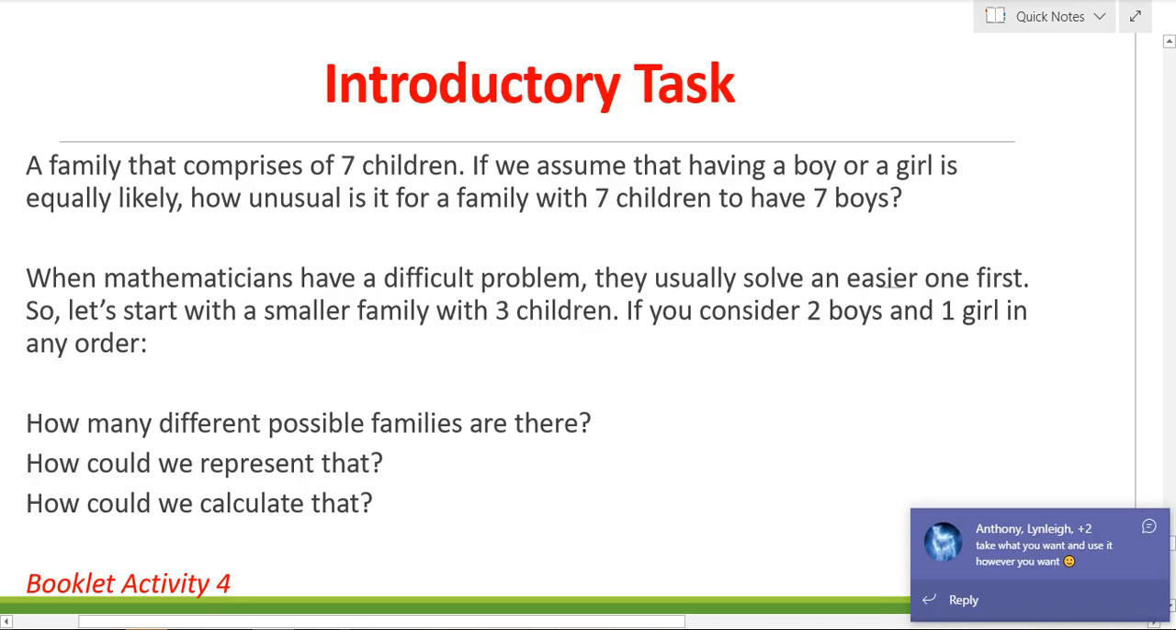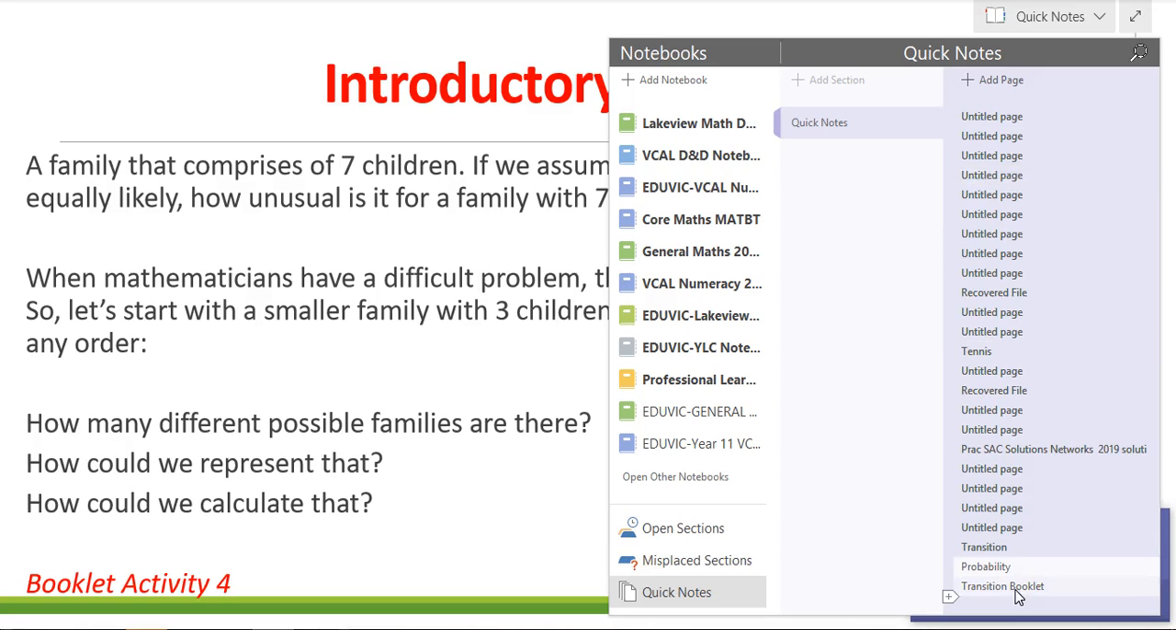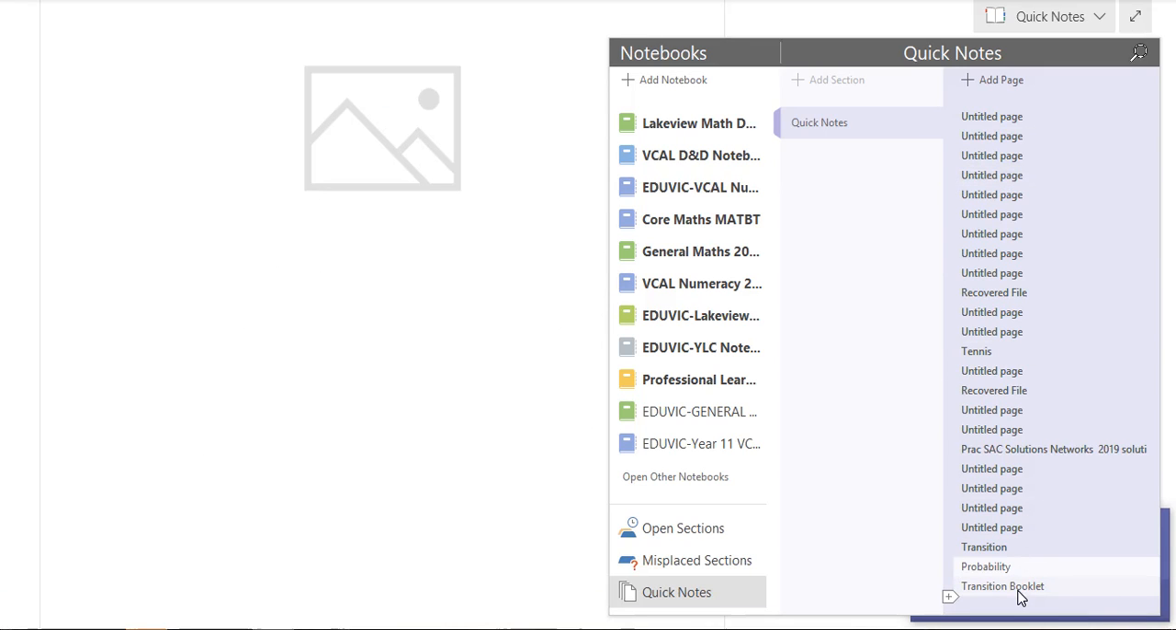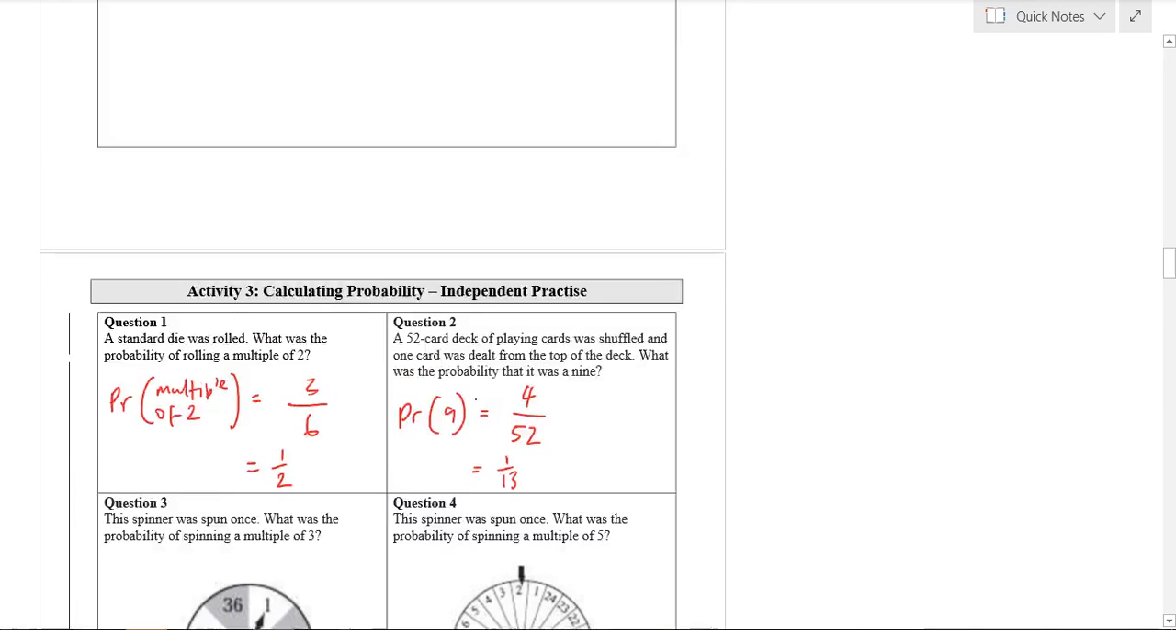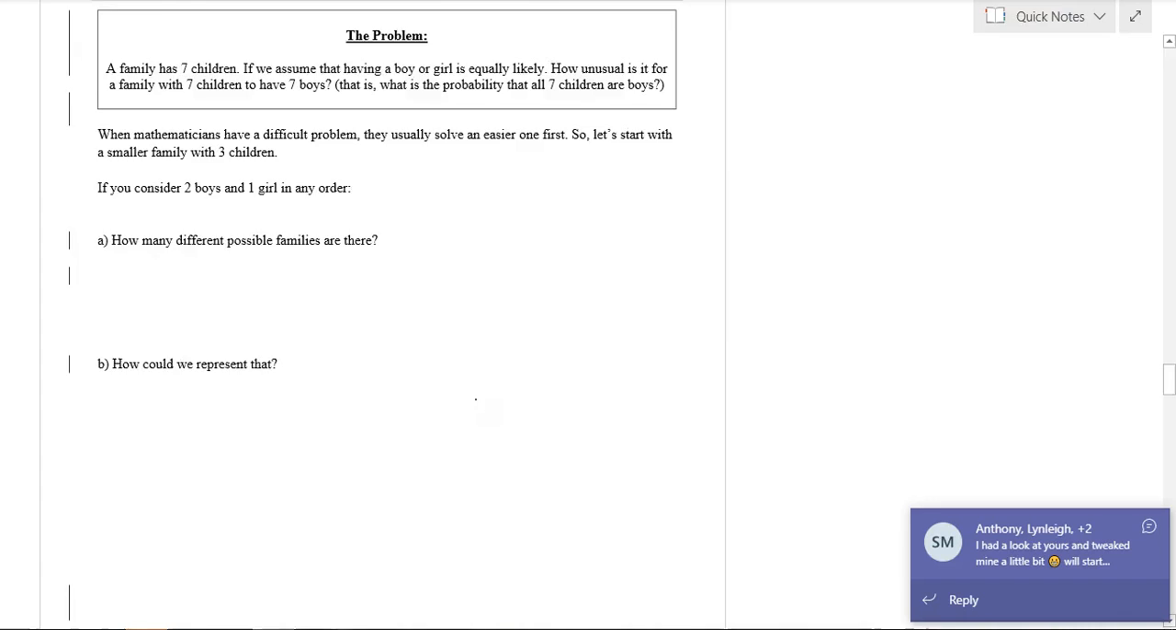So let's start by having a smaller family of 3 children. If you consider 2 boys and 1 girl in any order, how many different possible families are there, and how could we represent that, and how could we calculate that? We're going to use a tree diagram to do this, so we're going to go to activity number 4 in our booklets.